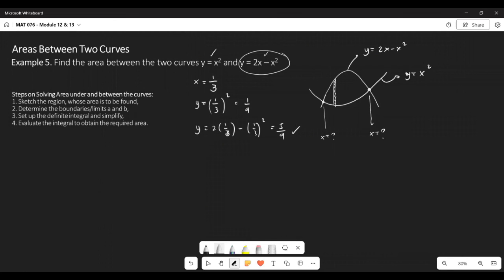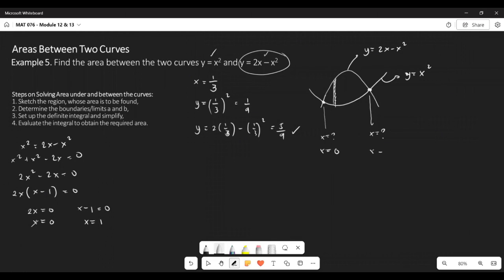Okay? So paano natin yung solve? Gagamitan natin ng algebra. Solve equations simultaneously by simply equating them. So x squared is equal to 2x minus x squared. So lipat nyo lang sa kabilang side yung mga values. So x squared plus x squared minus 2x is equal to 0. So you have 2x squared minus 2x is equal to 0. So factor out 2x, magiging 2x times x minus 1 is equal to 0. Now you have 2x is equal to 0 or x is equal to 0, and then x minus 1 is equal to 0, x is equal to 1. Therefore, yung ating curve is mag-intersect sa x is equal to 0 or itong point na ito, mag-intersect ulit sila sa point na ito, x is equal to 1.